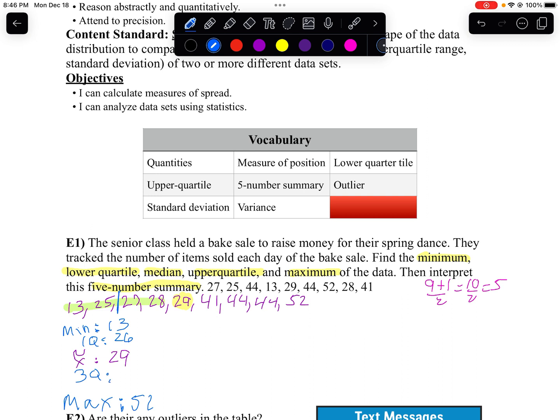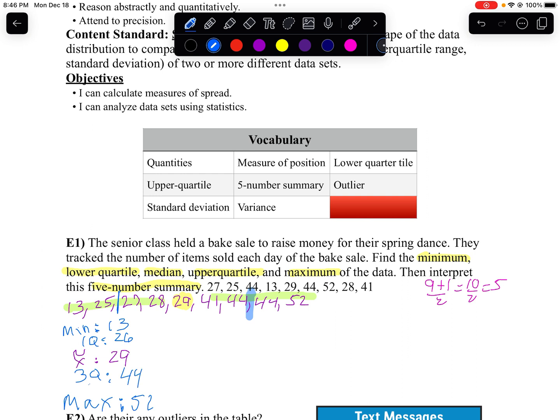And then my third quartile is going to be, if I look at my upper half now, I'm going to look at these 4 numbers. And that's going to be the average of 44 and 44. I still had the highlighter on, but it doesn't matter because we know the upper quartile is going to be 44.